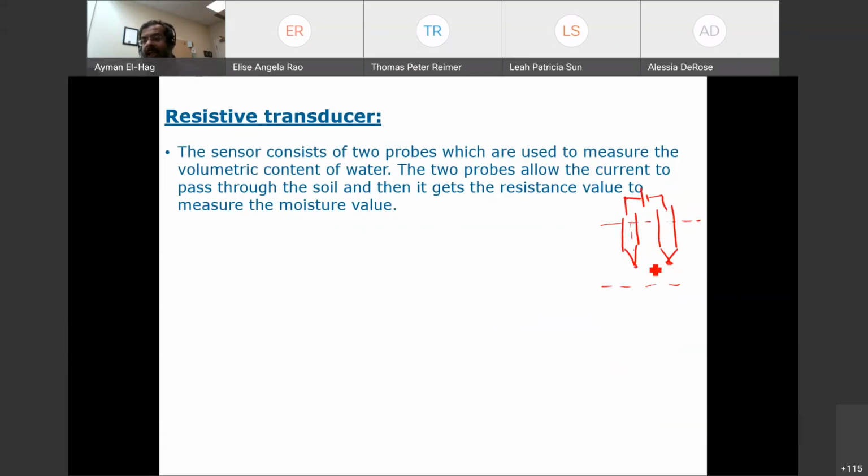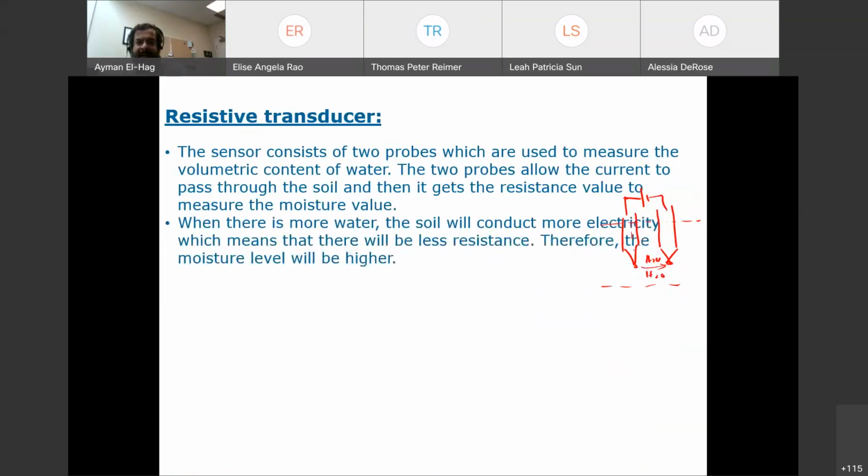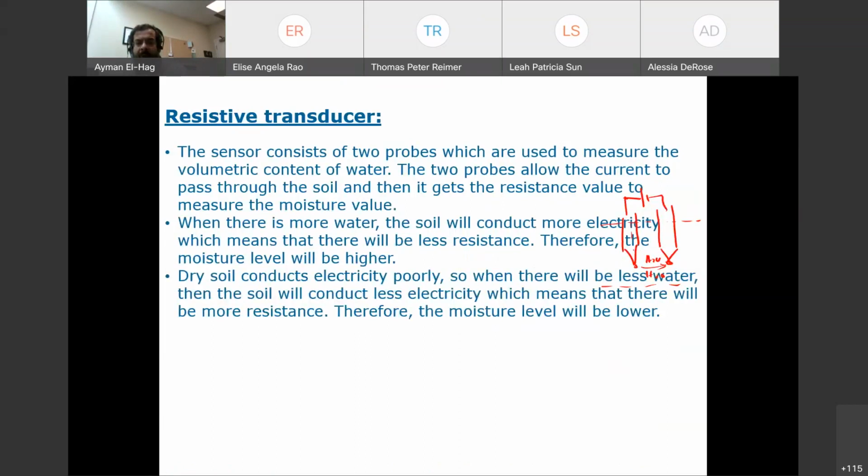Now, if the moisture has a lot of H2O, a lot of water, water is a good conductor of electricity, then you will have a high current, or the resistivity of the soil is low. If the soil is dry, on the other hand, there are not many ions to let the current flow. So you have a very, very small current going through. And this small current is a reflection that there is no water or the soil is dry. So this is how the resistive sensor can be used to measure.